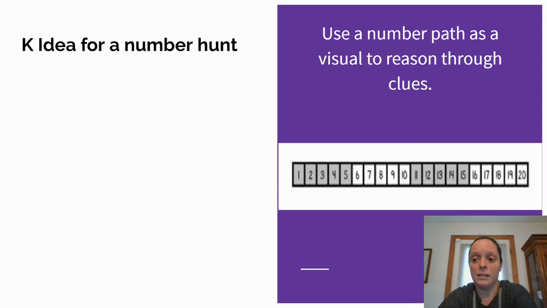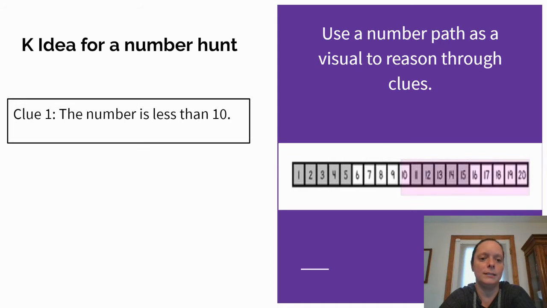Kids should learn their teen numbers. I know we're in a remote setting, so it might be not secure, but they probably should at least be able to count past 10. So I've used a number path, which is a great tool for K and 1 students. So here you give them a variety of clues and they have to try to figure out what number you are thinking of in the number hunt. So clue 1 is the number is less than 10.